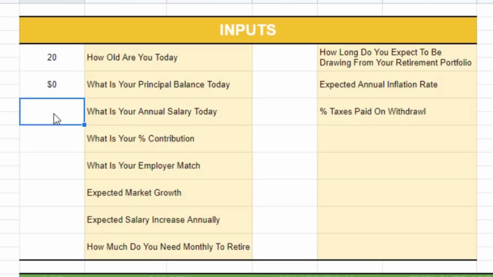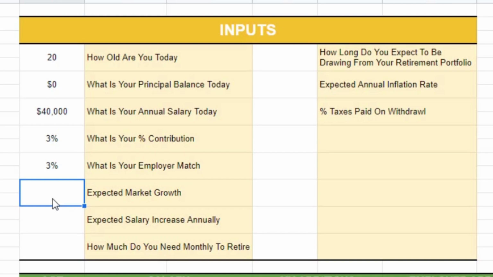At 20 years old, let's say you're making $40,000 a year. Let's say working for Amazon, UPS, or FedEx, which are three of the largest employers in our area. And let's say your current contribution starting today would be about a 3% contribution with a 3% employer match.